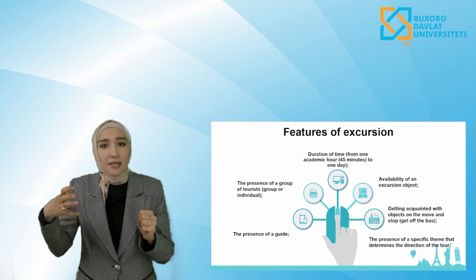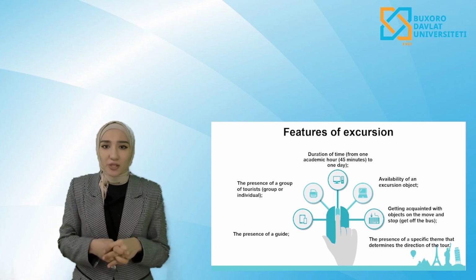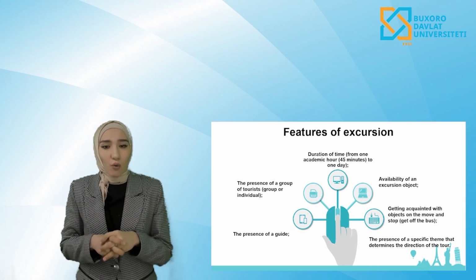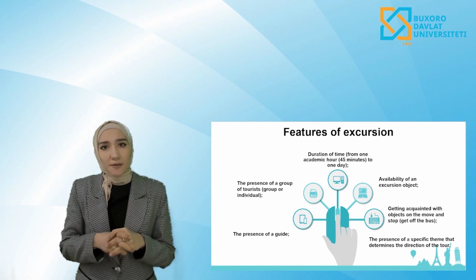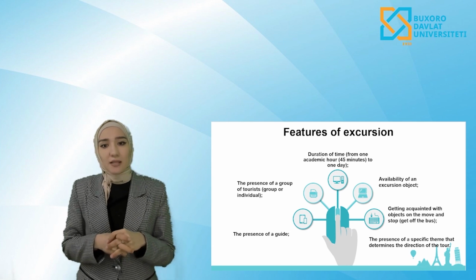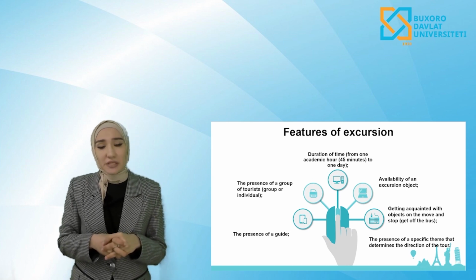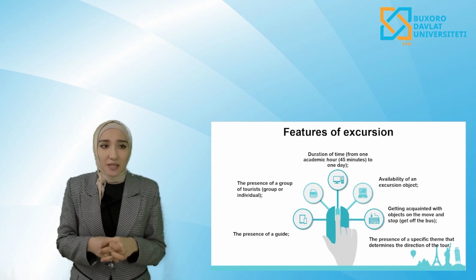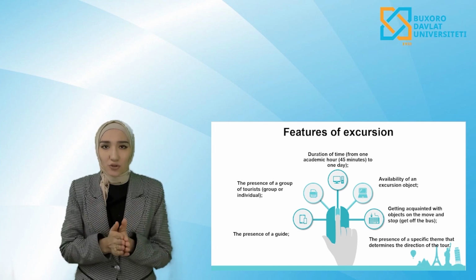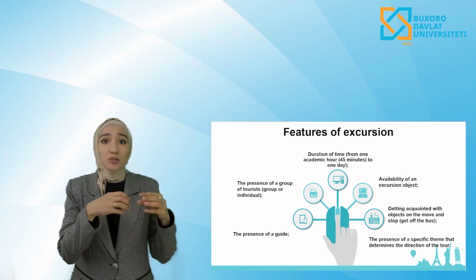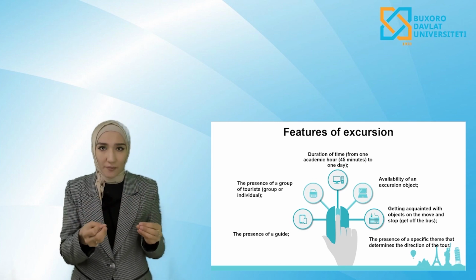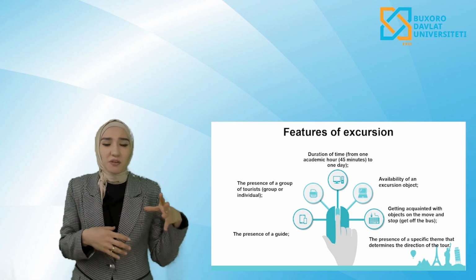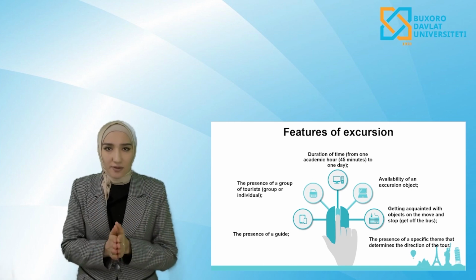The next one is getting acquainted with excursion objects with the help of some kind of transportation or just going on foot. And the last one, the presence of a specific theme that determines the direction of the tour. It means if you want to conduct an excursion, we should name it and we should have a topic. For instance, it can be historical, it can be military, it can be manufacturing objects, and etc.